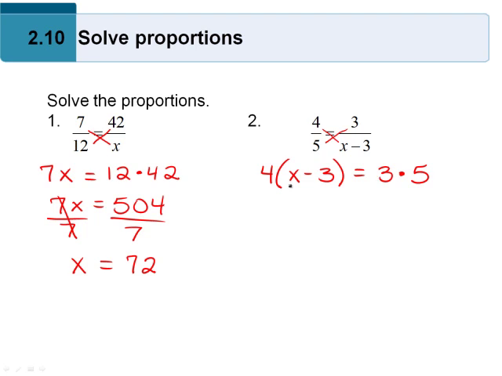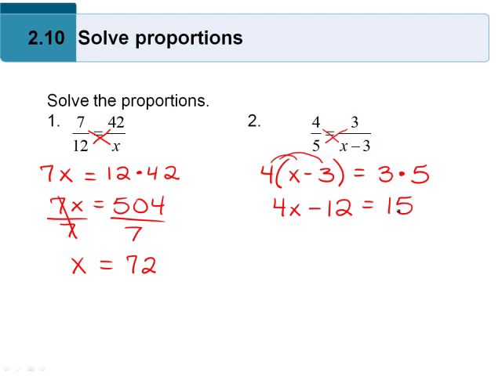Now, we haven't done an equation with parentheses, but it's not any different. We have done lots of expressions with the distributive property. So you're going to take the 4 and distribute it through the parentheses. 4 times x is 4x, and 4 times a negative 3, remember that sign goes with the 3, would be negative 12, equals 3 times 5 is 15. So now that's the equation we need to solve.